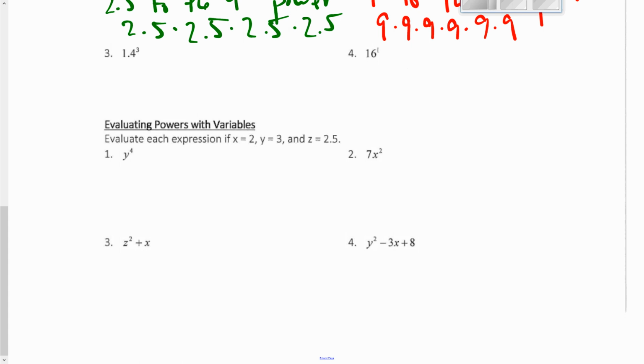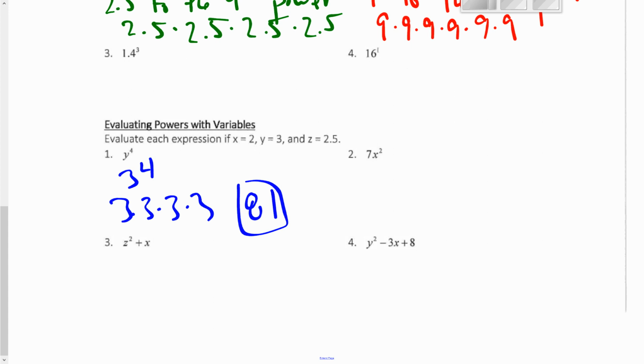In Unit 2, Section 1, we looked at evaluating expressions. This is the same thing. We're just dealing with variables now. So our first one says y to the fourth power. We're going to replace y with 3. So we'll have 3 to the fourth power. That means I'm doing 3 times 3 times 3 times 3. So 3 times 3 is 9. 9 times 3 is 27. 27 times 3 is 81.